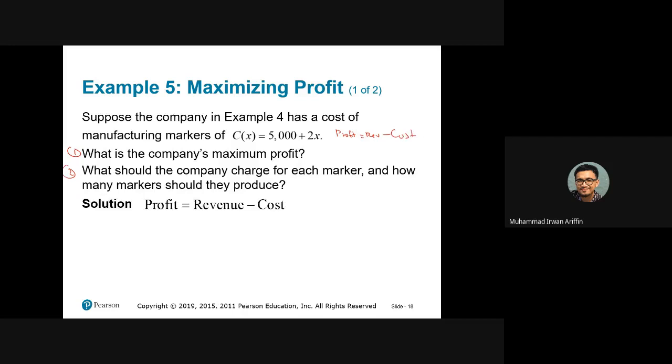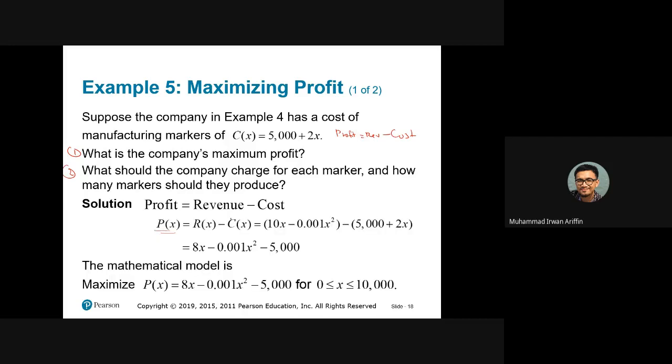So previously we were given the revenue function, 10x minus 0.001x squared, and now the cost function. So we simply need to subtract the cost function from the revenue function. And this is how we define our profit function. When we simplify that, we have 10x minus 2x, so we get 8x minus 0.001x squared minus 5,000.